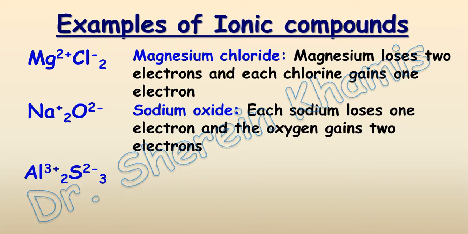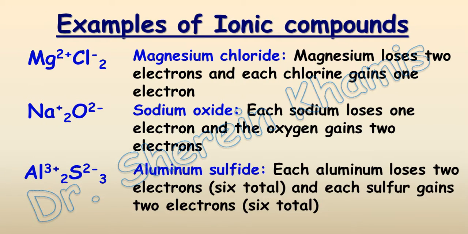Another example, here we have Al2S3, aluminium sulfide. Each aluminium loses 3 electrons, and each sulfur gains 2 electrons, so the total will be 6 as a whole. 3 times 2 and 2 times 3, so the total will be 6 electrons lost and gained.